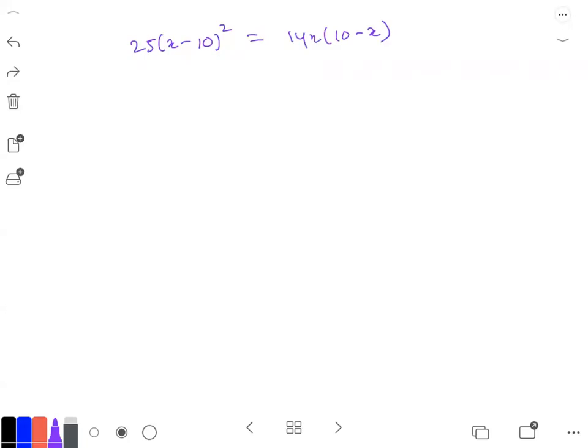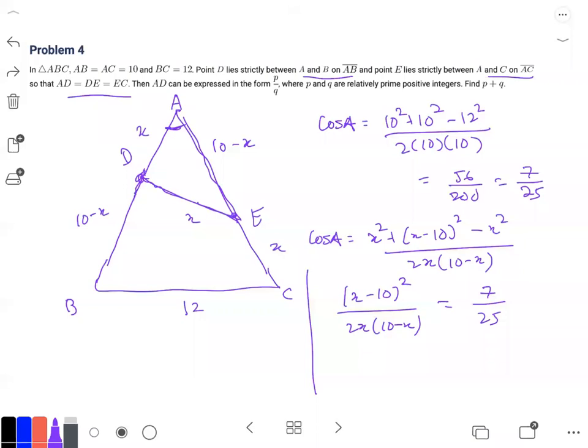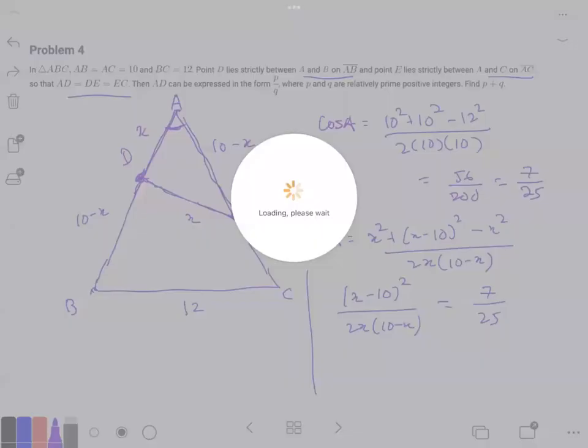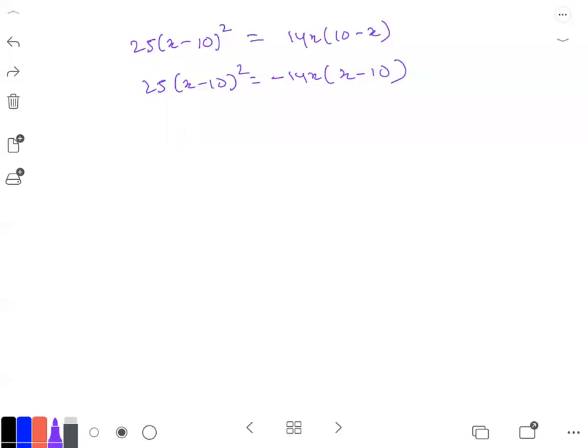So now this looks quadratic, but what I can do is factor a negative from 10 minus x to make this an x minus 10. And x obviously does not equal 10 because we're given that it lies strictly between A and B, so it must be less than 10. So we can safely cancel out the x minus 10. 25(x minus 10) is equal to negative 14x, and now it's just a matter of solving.